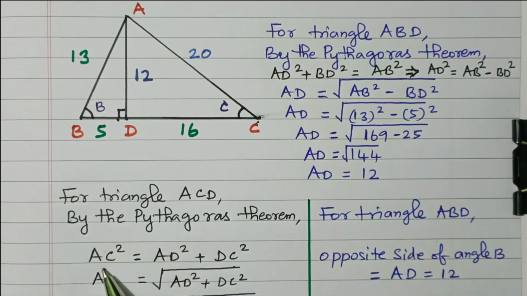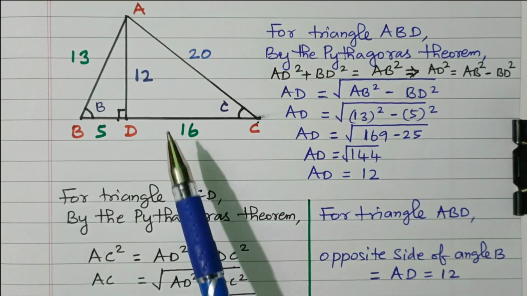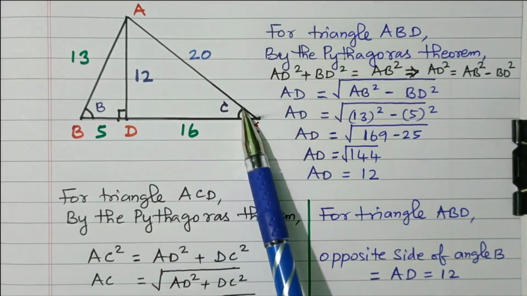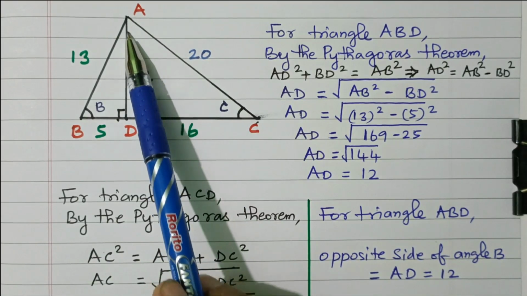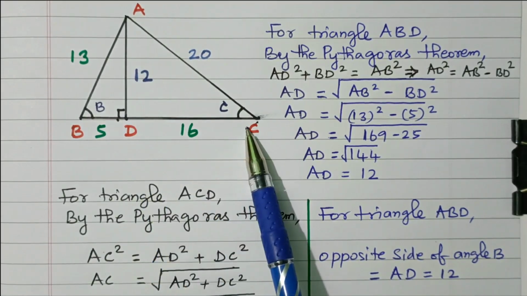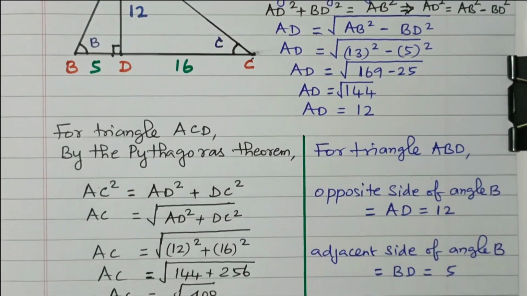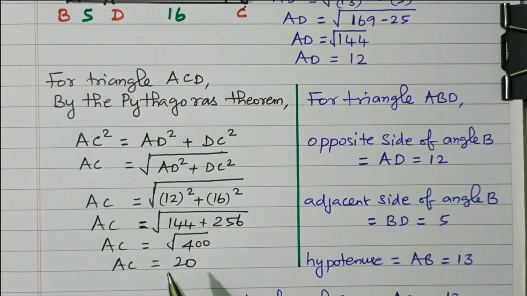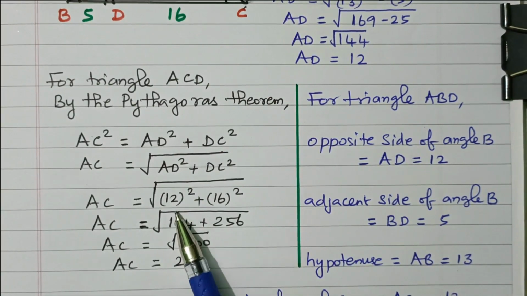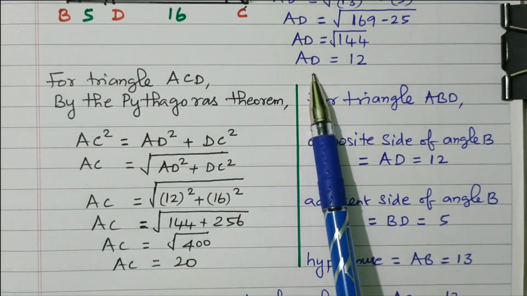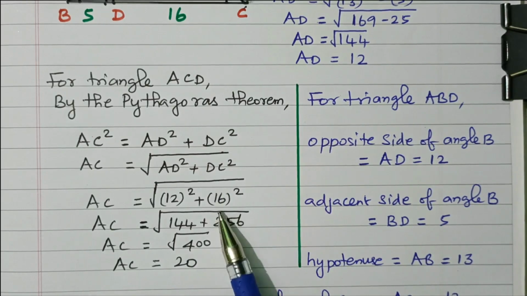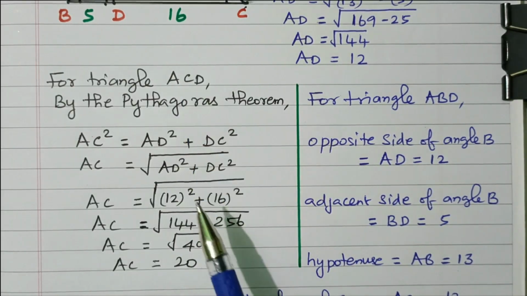But we need AC only, so take the square root on both sides. So AC equals square root of AD square plus DC square. Now we will substitute the values. AD is 12 units, which we calculated now, and DC is given as 16 units.